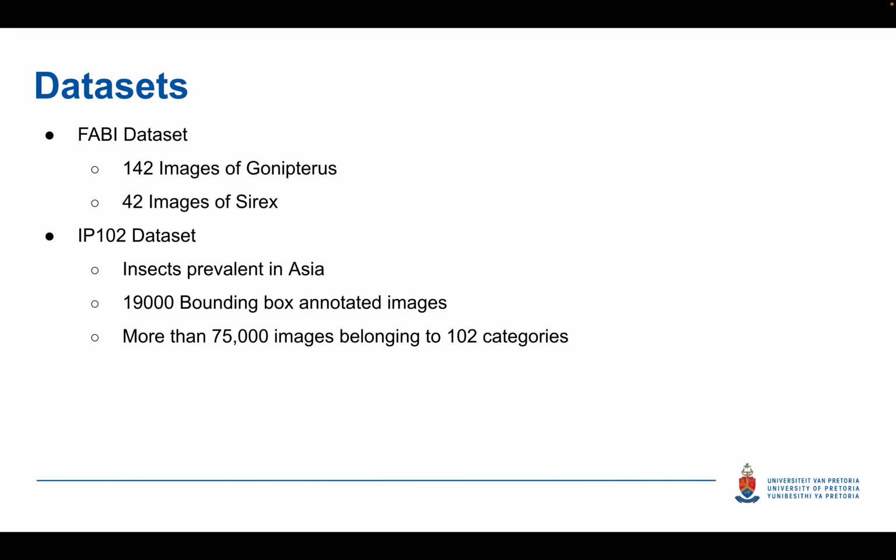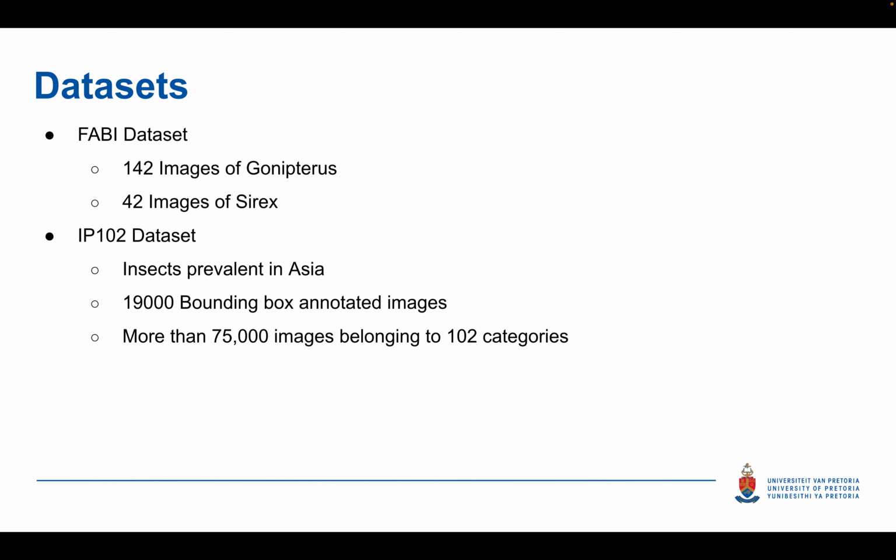So to mitigate the constraint of the limited dataset provided, we utilized transfer learning techniques with the IP102 dataset, which is a publicly available dataset mainly made up of insects that are prevalent in Asia. The dataset contains more than 75,000 images belonging to 102 categories. And in the dataset, there are also 19,000 images that are annotated with bounding boxes.